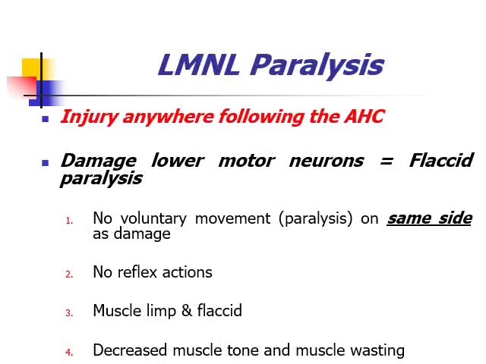An injury happening anywhere beyond the anterior horn cell, the anterior gray matter of the spinal cord, or the cranial nerve nuclei, is called a lower motor neuron paralysis. The characters for a lower motor neuron paralysis include the following.